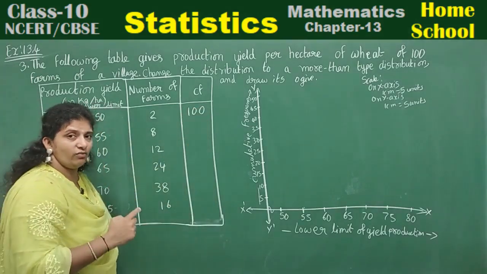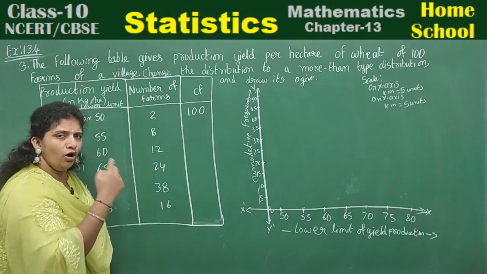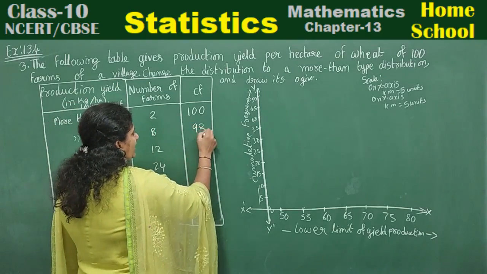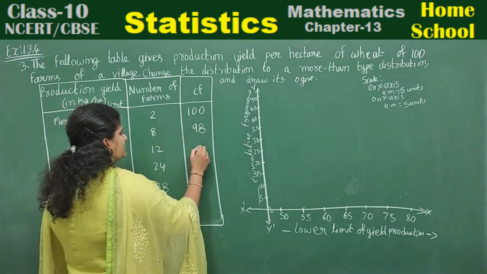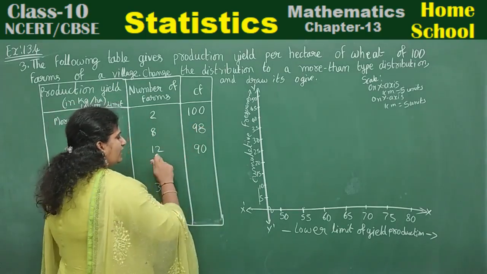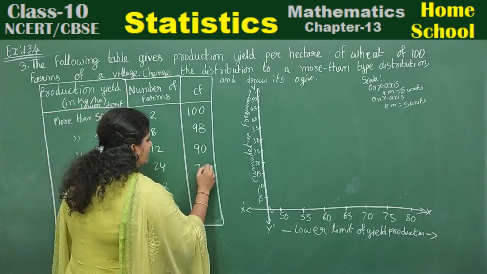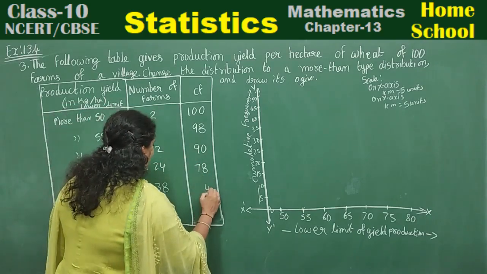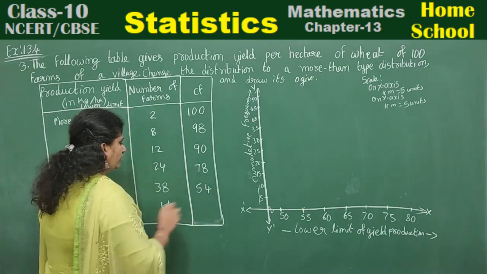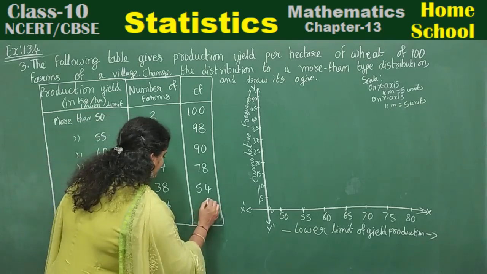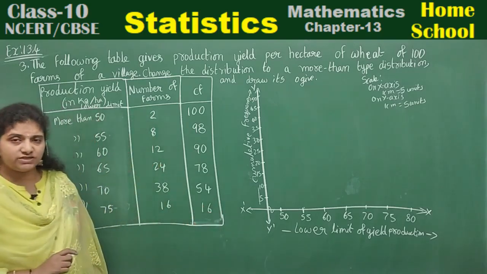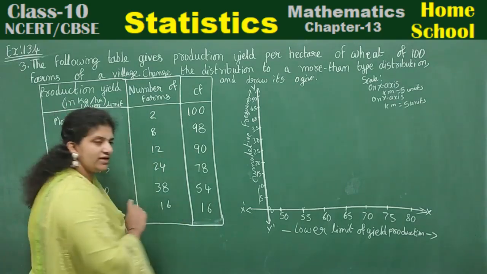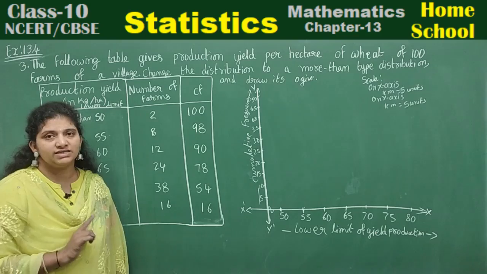Now, for the cumulative frequency, what do we need to do? Go on reducing the frequency. 100 reduced to 98. 98 minus 8, 90. 90 minus 12, it will be 78. 78 minus 24, it will be 54. 54 minus 38, it will be 16. Observe, when you are doing more than distribution, these two should be the same. Then your cumulative frequency is correct.